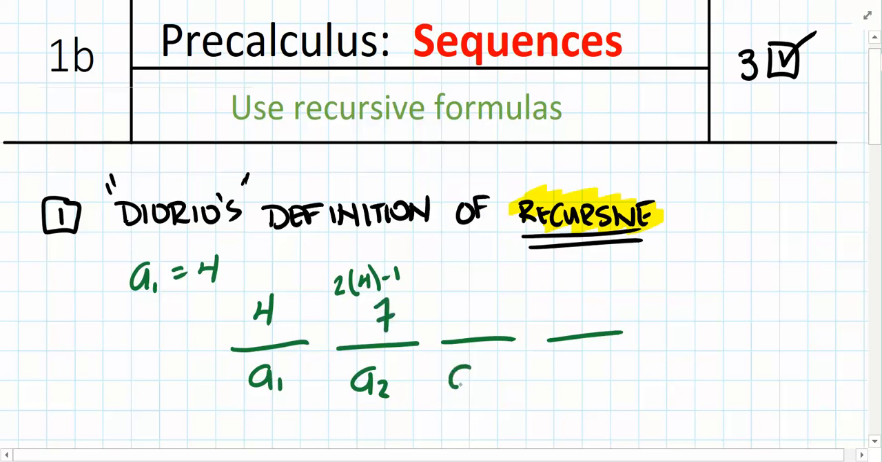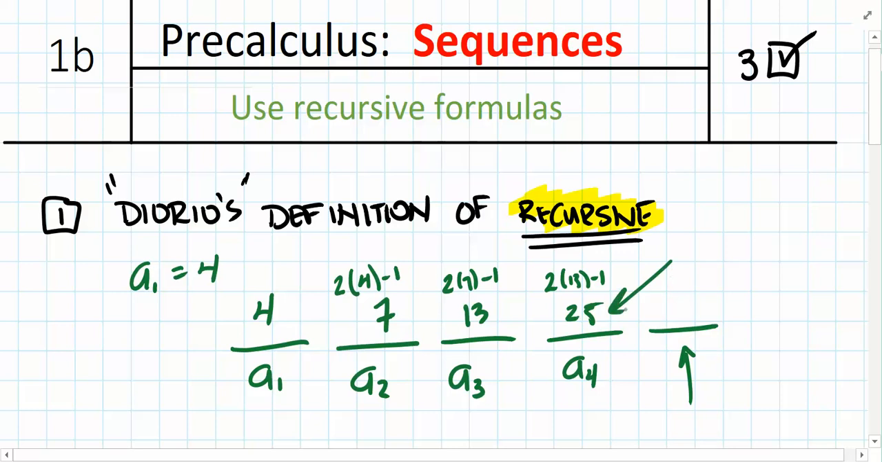Now to get the next term, I take the previous term, which is 7. So 2 times 7, then subtract 1. That's 14 minus 1, which is 13. To get the fourth term, I take the previous term, 13. So 2 times 13, then minus 1. That's 26 minus 1, which is 25. So in order to get each term, I have to know something about the previous term. That's the basic idea for recursively defined sequences.